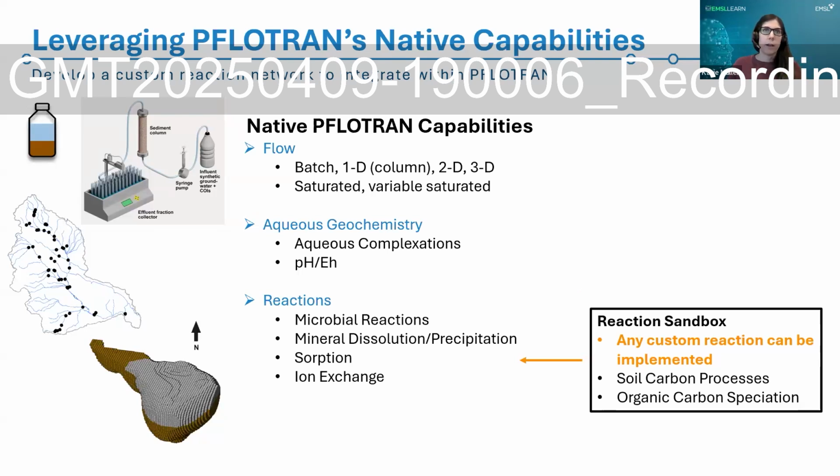So for example, we've developed a reaction sandbox recently tailored towards soil processes. And then we've also created a reaction sandbox for organic carbon speciation as well. So I'm going to walk through a few of these examples, but really the most important piece I want to emphasize here is that the reaction sandbox can be used to capture just about any reaction or process of interest. So that's really the important part. So let me just walk through how this process works more generally.